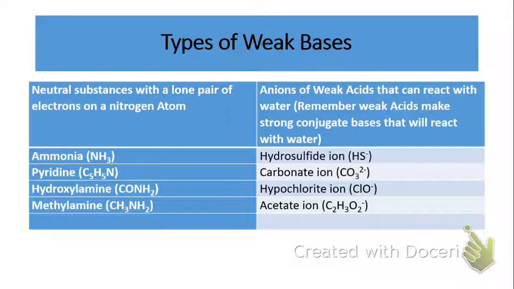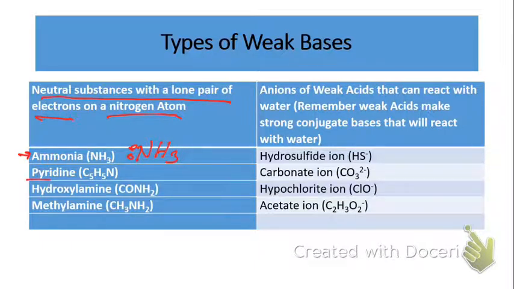So what are the types of weak bases that we're going to come across? Usually there are two major types for our class we need to worry about. The first one is when you have a neutral substance that has a lone pair of electrons on a nitrogen atom. Ammonia is a great example, where the nitrogen is neutral and has a lone pair that can pick up an H+.